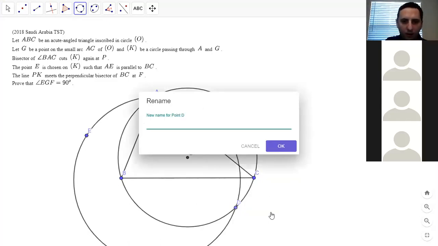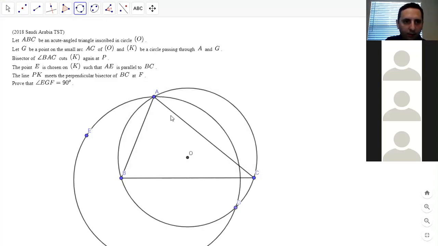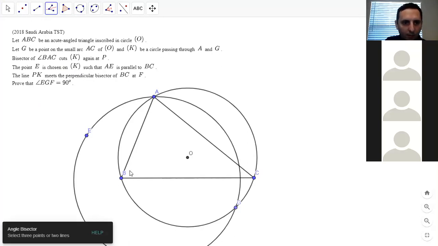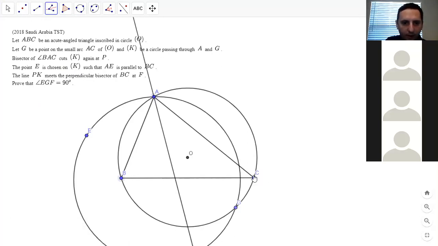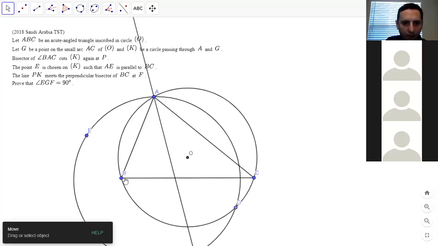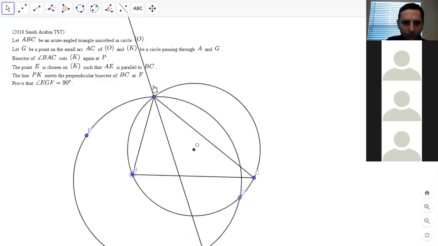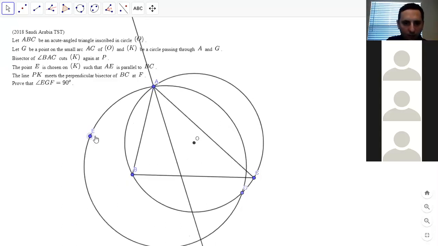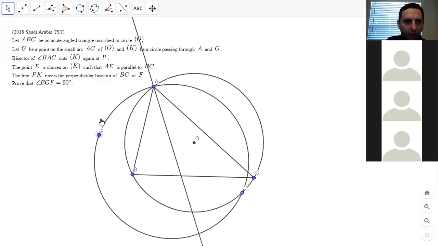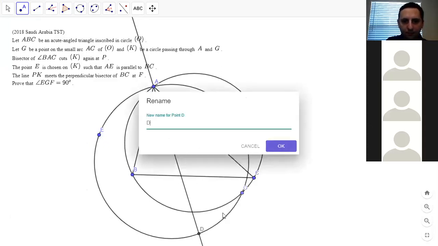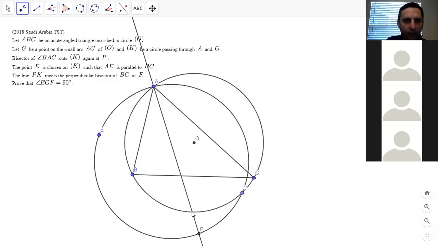And then the bisector of angle BAC meets that other circle at K. So let me move things around so we can see the intersection point. There we go. So that will be point K. I'm sorry, that'll be point P. So maybe it's also worth drawing this point right here. So that's the midpoint of arc BC.